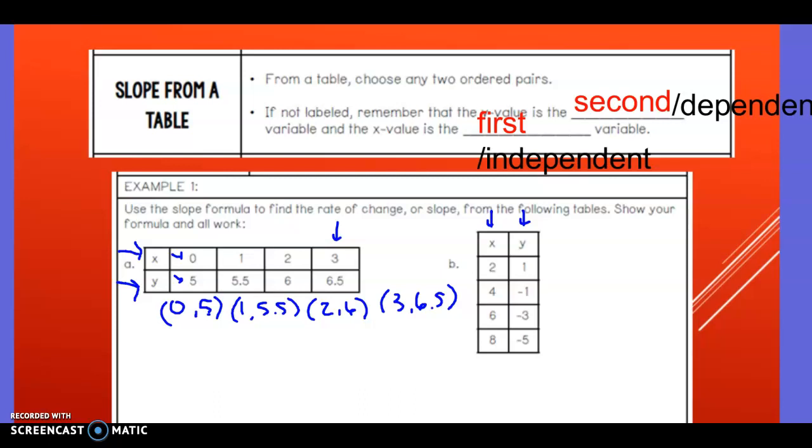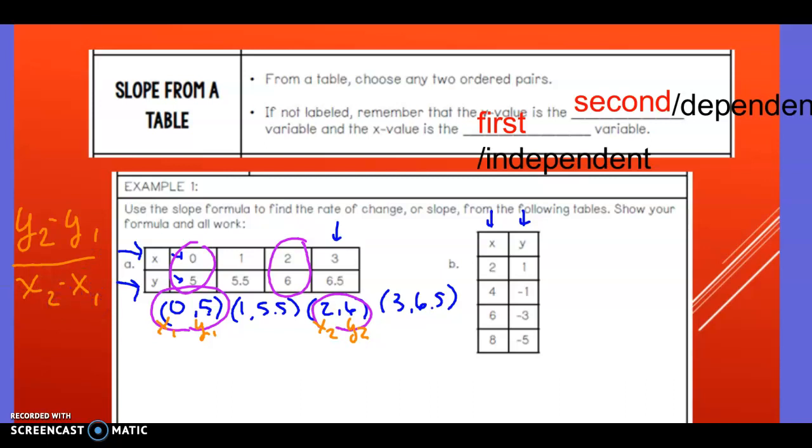For me, I like to avoid decimals and fractions. So I think I'm going to pick this pair and this pair, which comes from these 2 columns. And I'm going to go ahead and find the slope by labeling them. So I'm going to use this as my first x, this will be my first y, this will be my second x, this will be my second y. And now I'm going to apply my formula, which says the slope is the second y minus the first y over the second x minus the first x.